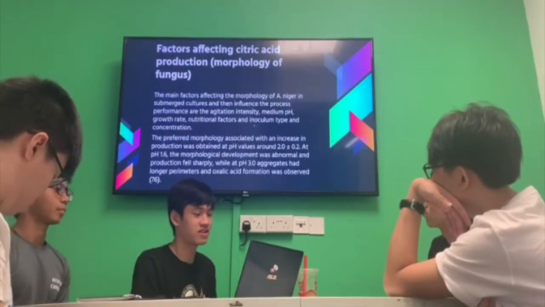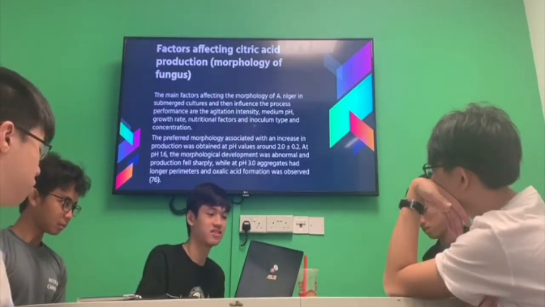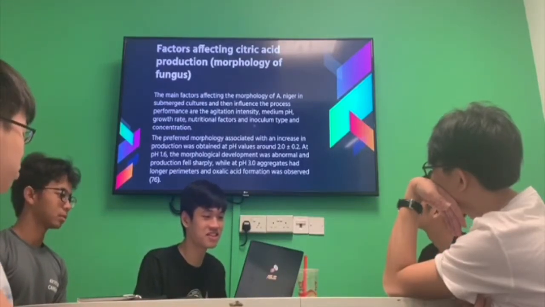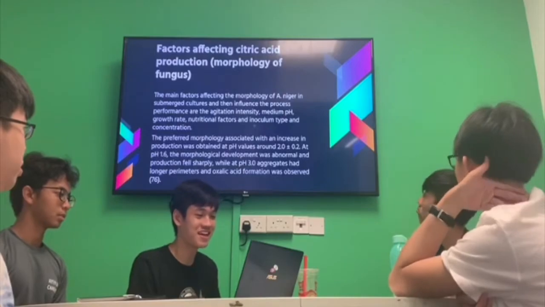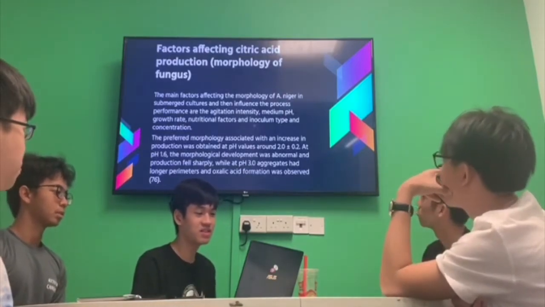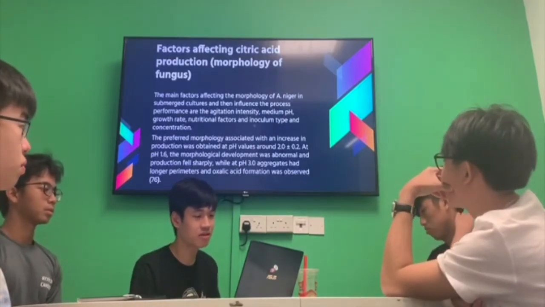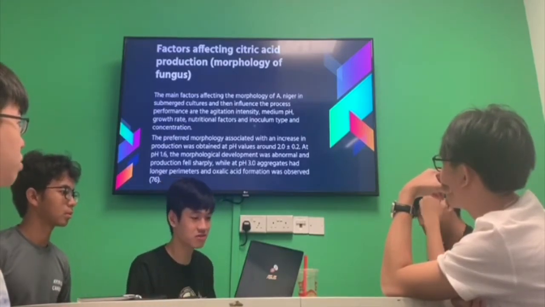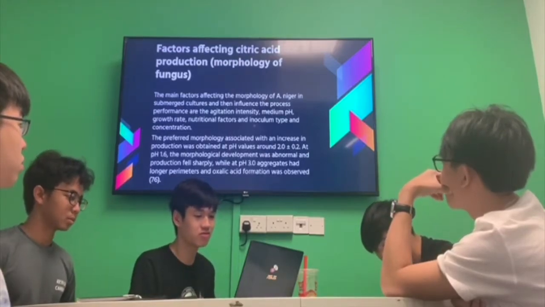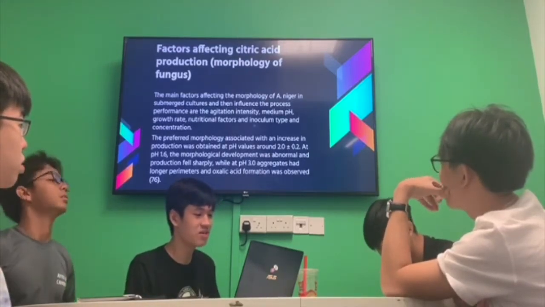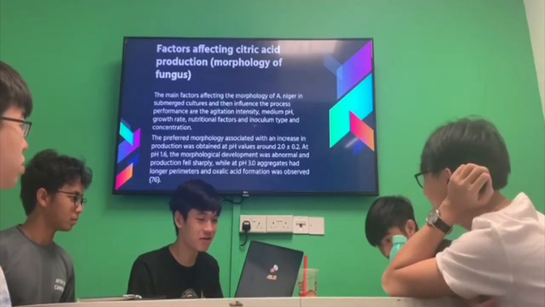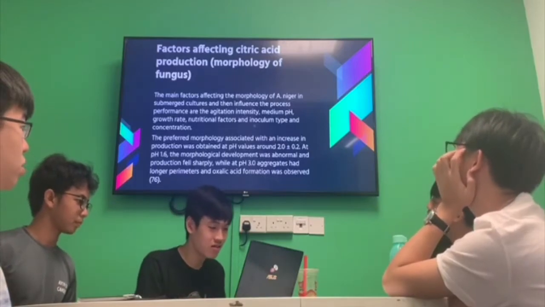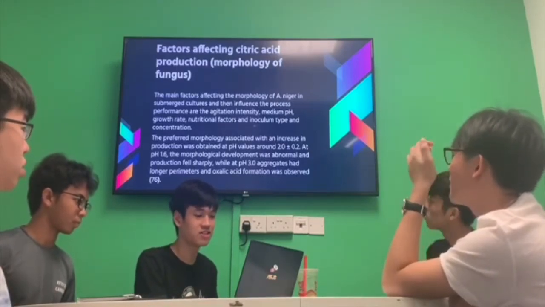Another factor affecting citric acid production is the morphology of the fungus. The main factors affecting the morphology of Aspergillus niger in submerged cultures, and then influencing the process performance, are the agitation intensity, medium pH, growth rate, nutritional factors, and inoculum type and concentration. The preferred morphology associated with an increase in production was obtained at pH values 2.0 to 2.2. At pH 1.6, the morphological development was abnormal and production fell sharply, while at pH 3, aggregates had longer perimeters and oxalic acid formation was observed.